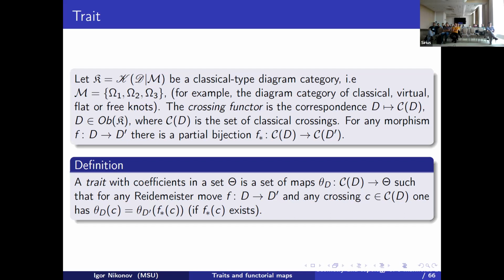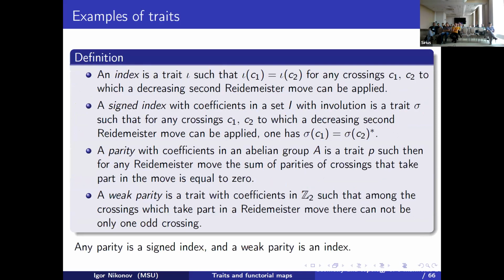And for example, if we have some move, for example, the second Reidemeister move where crossings disappear, then we can say nothing about this. There are some particular cases of traits which are well known in the literature. For example, we can define an index. An index is a trait such that for two crossings which take part in the second Reidemeister move, their characteristic must coincide.